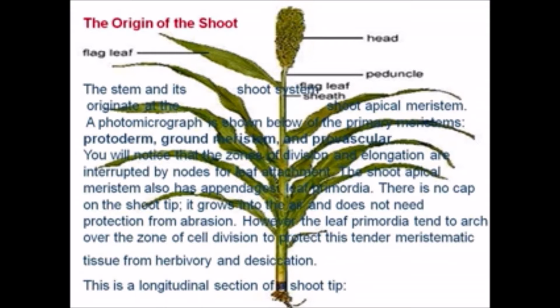There is no cap on the shoot tip. It grows into the air and does not need protection from abrasion. However, the leaf primordia tend to arch over the zone of cell division to protect this tender meristematic tissue from herbivory and desiccation. This is a longitudinal section of a shoot tip.